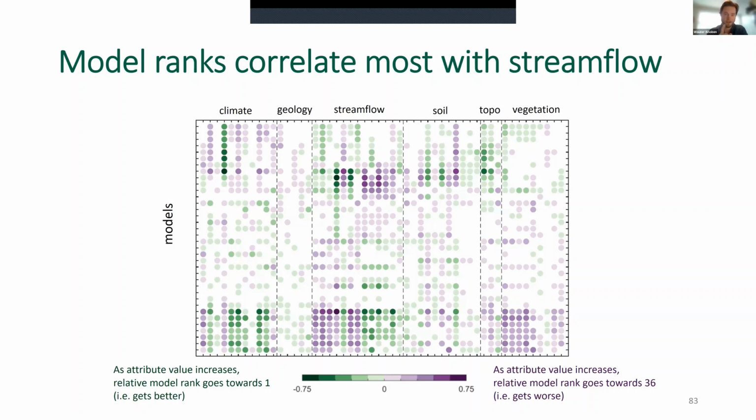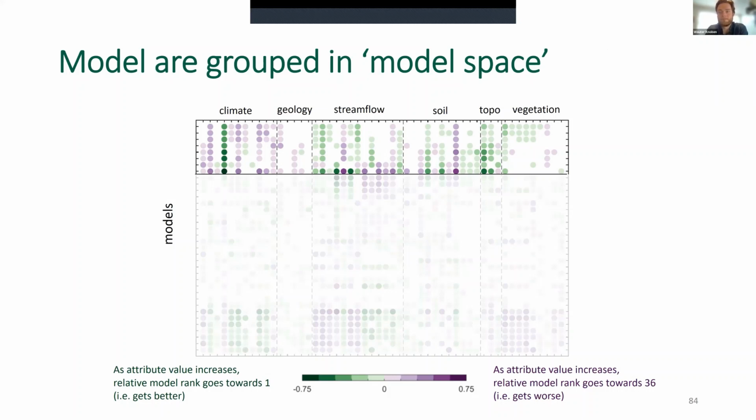Is everything bad? No. Because these models on the y-axis are not sorted by number of parameters or number of stores or anything else. They are sorted by the similarity of their correlation patterns. And when we look at, for example, this first upper chunk, this is a bit of a trite example. These models all perform better when this particular attribute goes up. That particular attribute is how much snow falls in a catchment. And these models all share a structural feature in the sense that they all have a snow module. Now, I expect nobody is surprised by this particular finding.